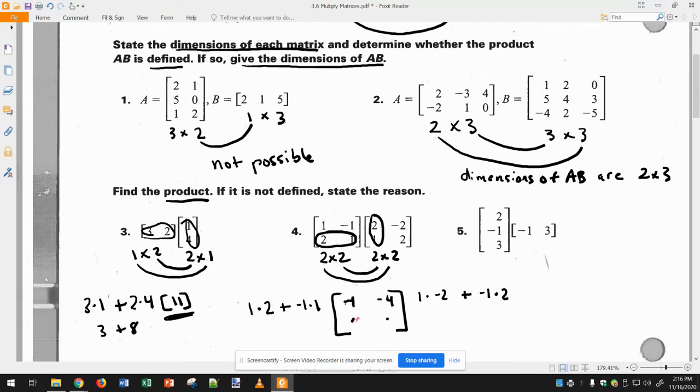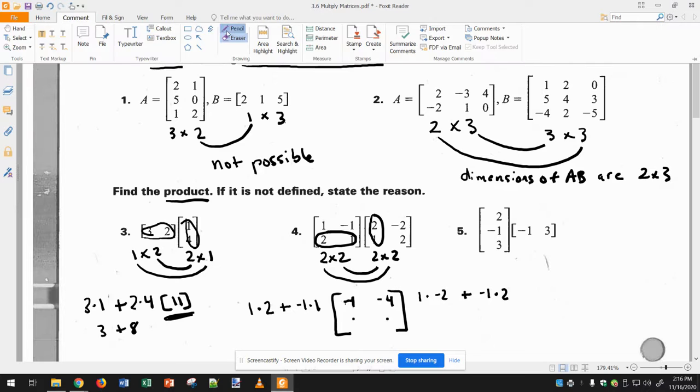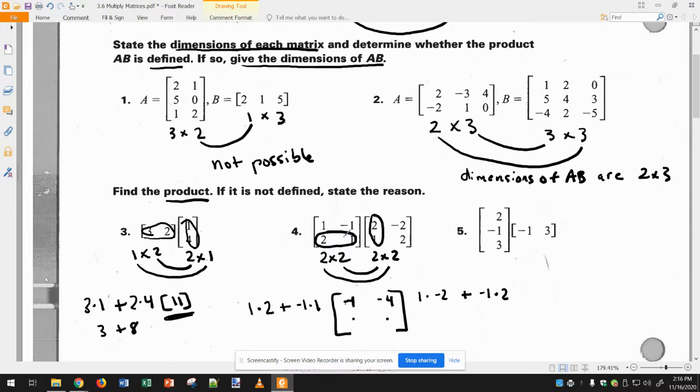Okay, so we have 2 times 2 plus 1 times 1. So 4 plus 1 is 5. That goes here. Okay, and now we're going to move on to the second row, second column.